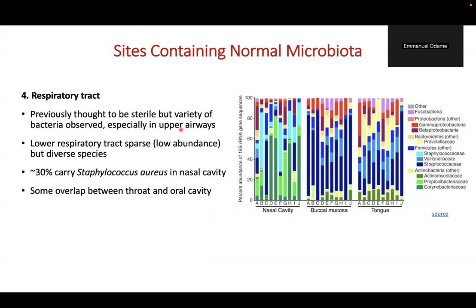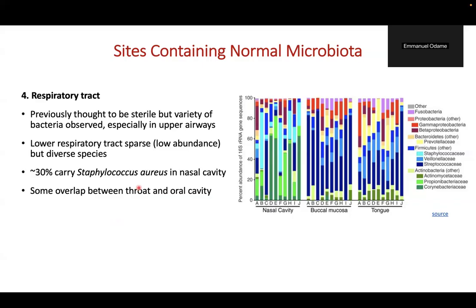So the fourth one is your respiratory tract. Previously, it was thought to be the most sterile place in the body until recently they observed some bacteria present in your upper airways. There are actually a lot of them, as you can see in this figure: Acinetobacter, and the list goes on and on. In the lower respiratory tract there is low abundance compared to somewhere like the mouth, where you have a lot. About 30% of us carry Staphylococcus aureus in the nasal cavity.